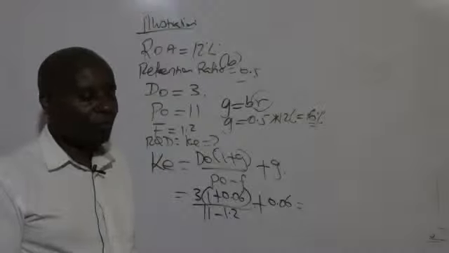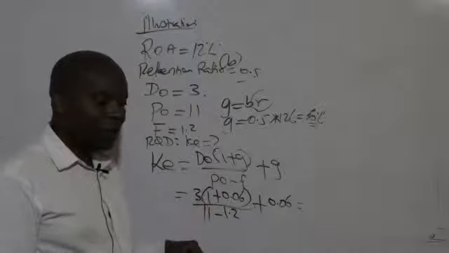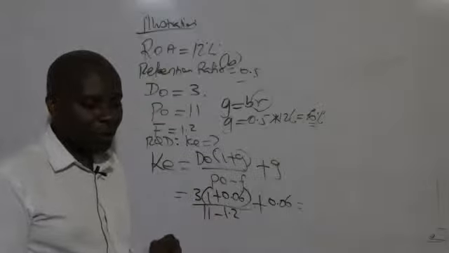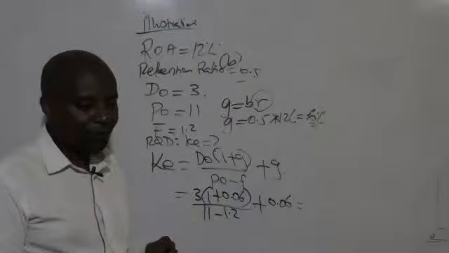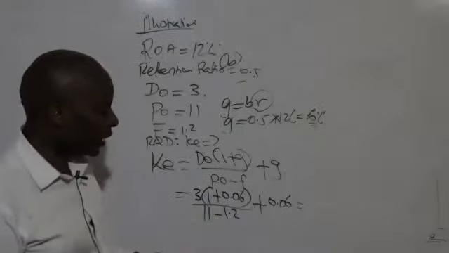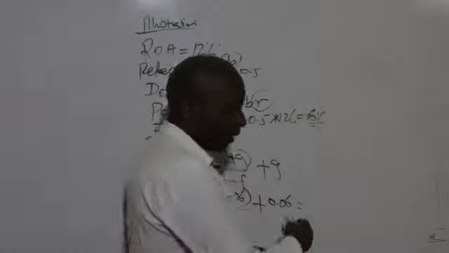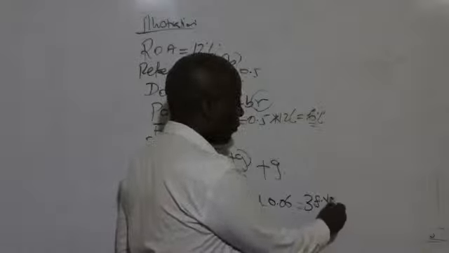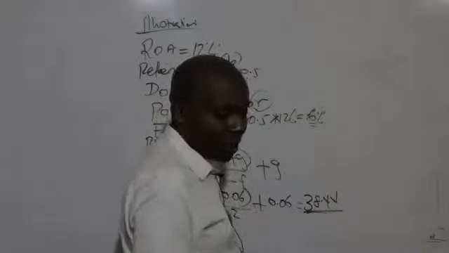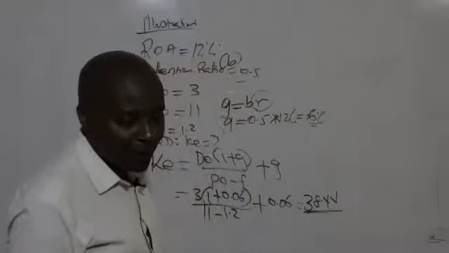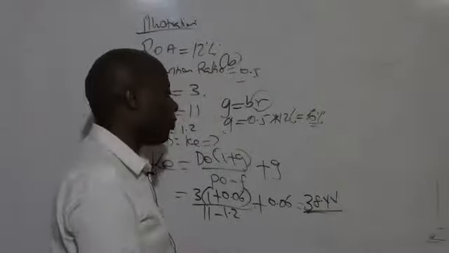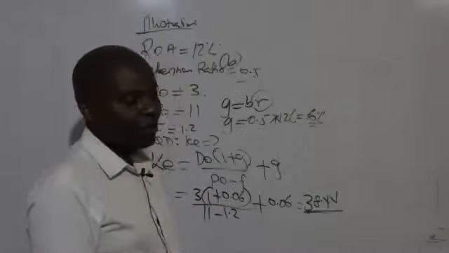So if you move slowly, you'll have 3 times 1.06 divided by 9 point something, isn't it? Whatever we get, plus 0.06. Which gives us 38.44. Is there anyone who was able to get this correctly? 38.44 percent, isn't it?